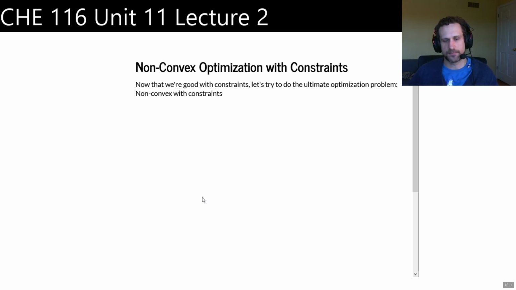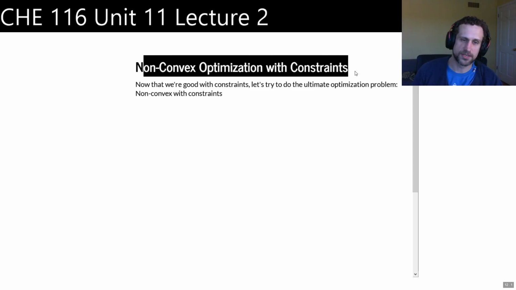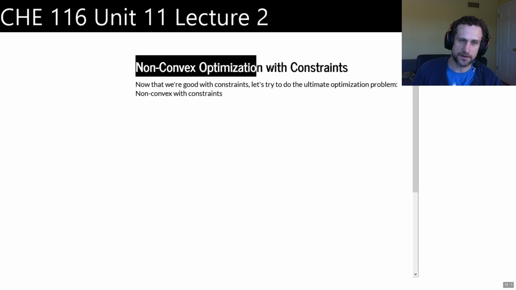And now I'm just going to blow through this example. I think if you want to study this in more depth, you can. This is a good, complete example. But I'm just going to show you a non-convex optimization with constraints. This is just kind of a fun example.